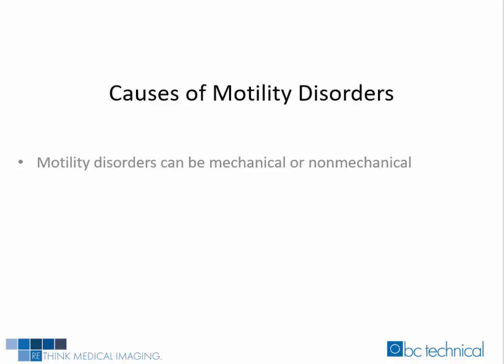Gastric emptying is dependent on the volume of food and the density, which is the amount of carbohydrates and fats. Gastric emptying can be inhibited by hormones, such as cholecystokinin or gastrin. Rapid gastric emptying or dumping syndrome can occur after gastric surgery. Motility disorders can be mechanical or non-mechanical.